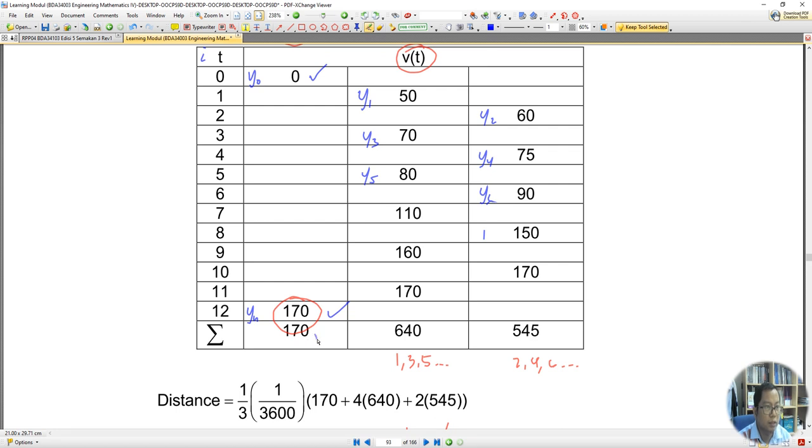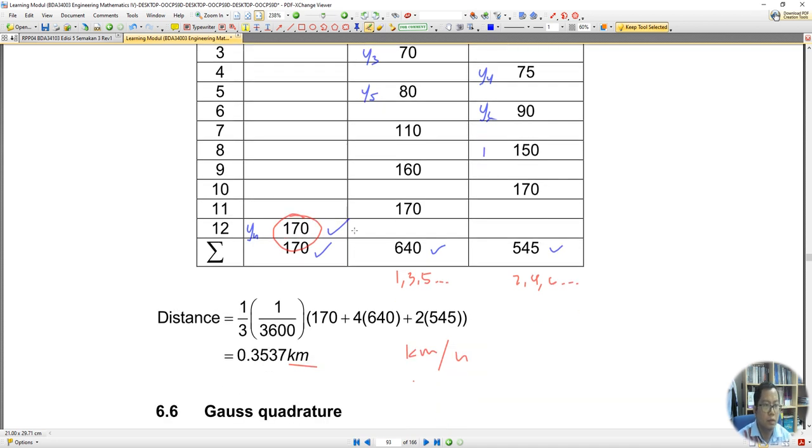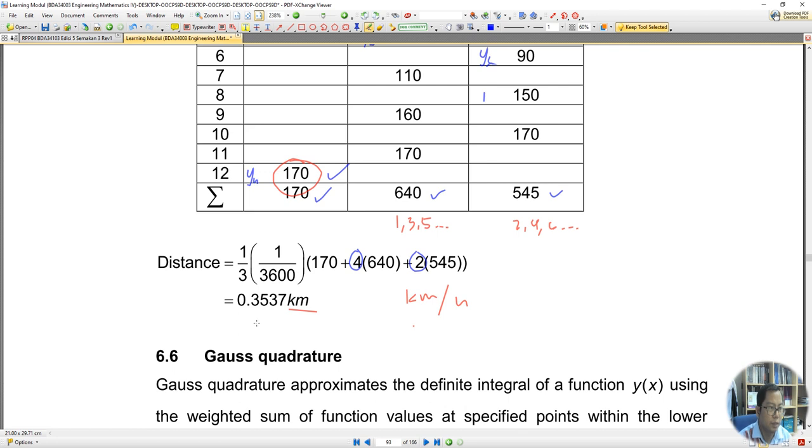Okay, 170, 640, and 545. All of these we multiply by 4 and 2 based on the total number of the different columns, and then we get the final value.